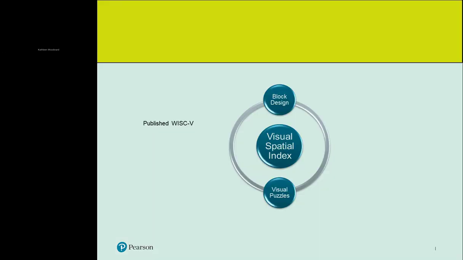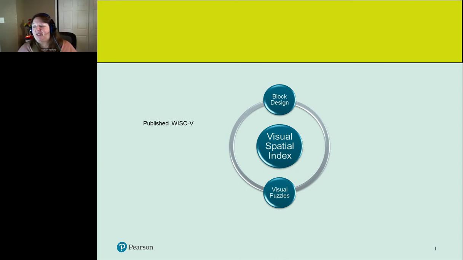Great question. So we're also getting this question quite a bit, and part of this relates to the nature of the WISC-V is that all of the index scores have 2 subtests. And so if block design is missing, you wouldn't be able to get a visual spatial index. However, there are other options that you can look at.